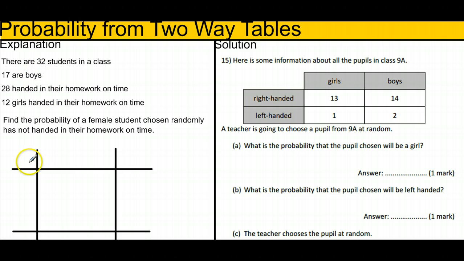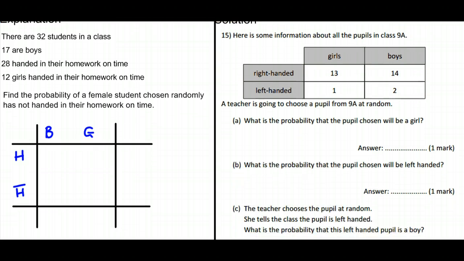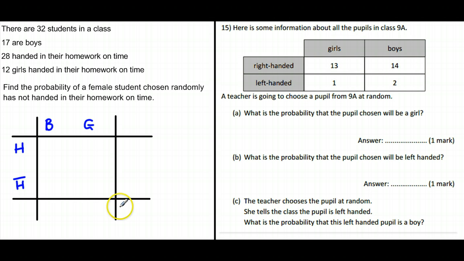So if we start by creating a two-way table, well, we've got boys and we've got girls, and we've got the fact that they either did hand their homework in or they did not. You often see that notation for something not happening in probability, put a little hat on it. And what we can do is fill in the information here. So altogether there are 32 students. That information always goes down the bottom right.